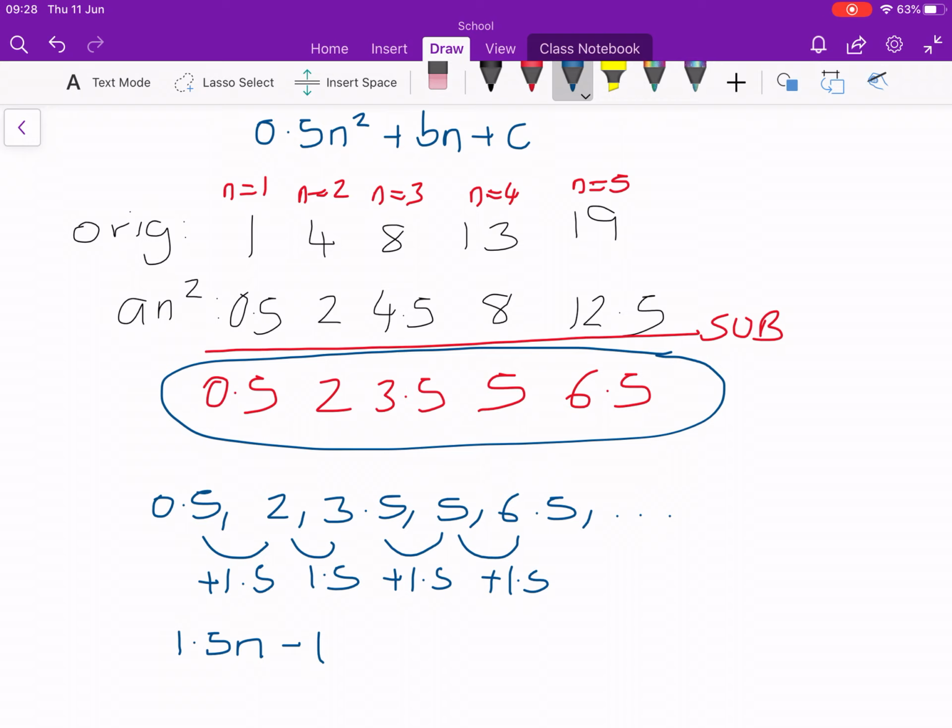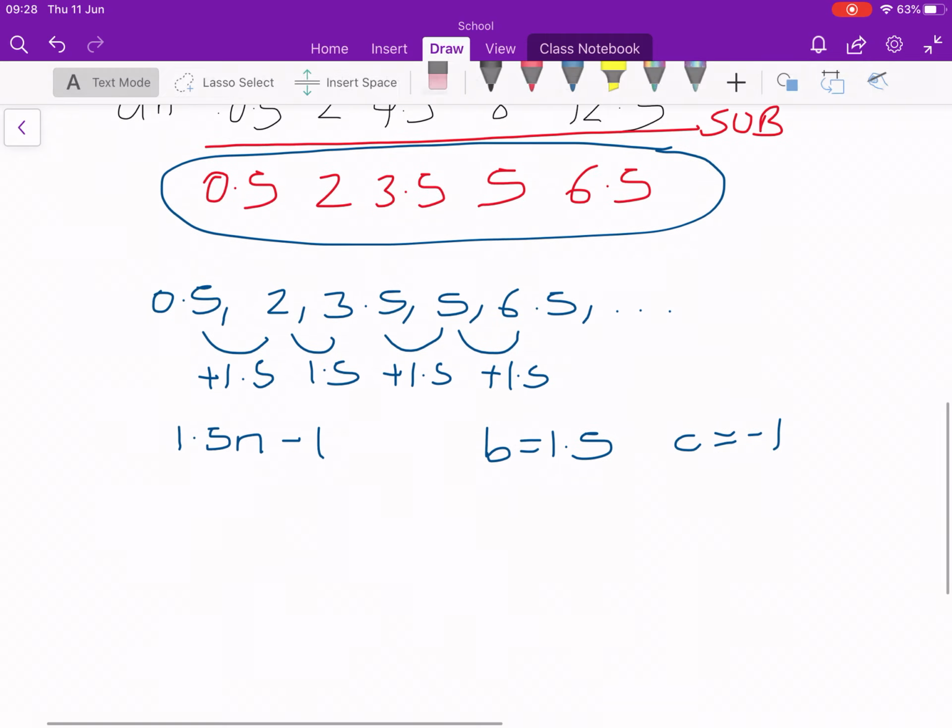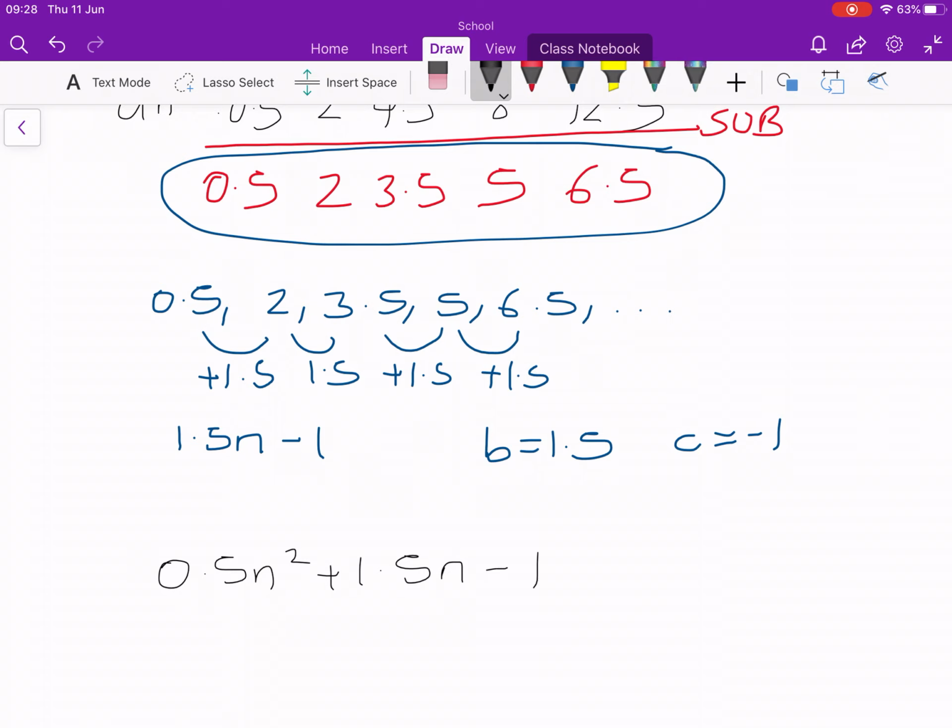Now that means that your b is equal to 1.5 and your c is equal to minus 1, and then you just put it all together. So your final answer will be 0.5n squared plus 1.5n minus 1, and that's going to be the nth term for your quadratic sequence.